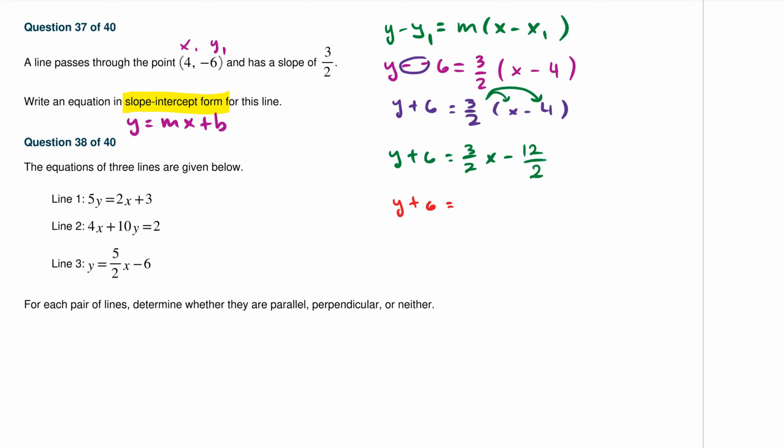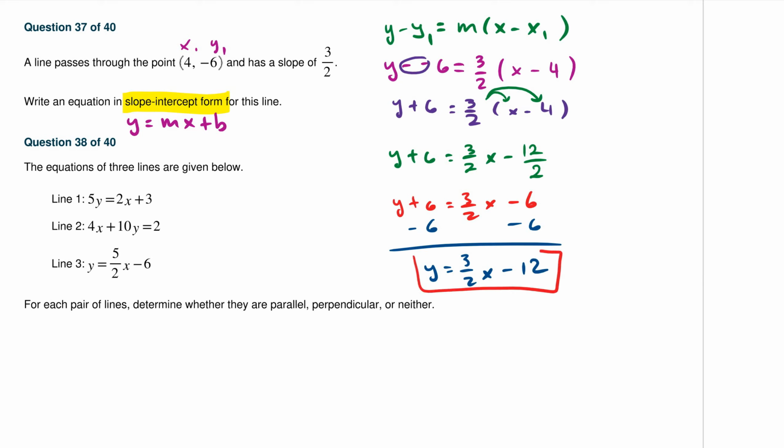y plus 6 equals 3/2x minus 6, since 12 divided by 2 is 6. To get y by itself, we subtract 6 on both sides. So y equals 3/2x minus 12 is the final answer for problem 37.